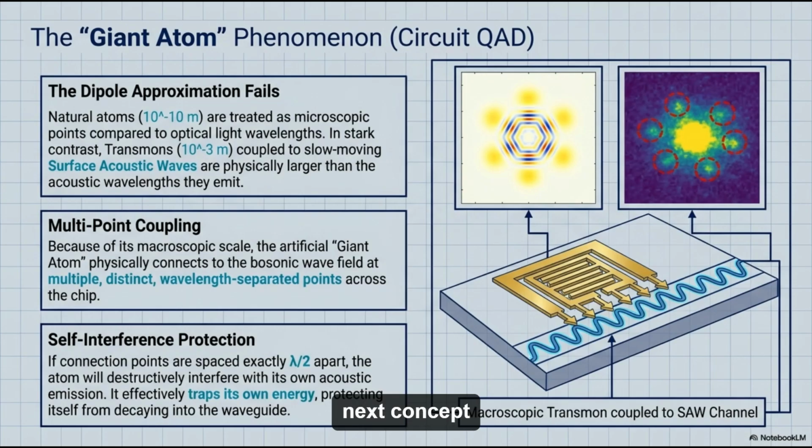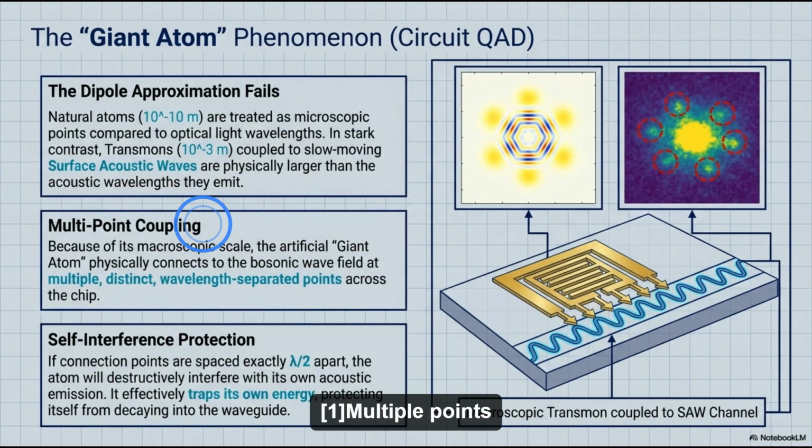Okay, this next concept has the weirdest name on the whole deck, giant atom. Yeah, and it's literal. Wait, literally giant. Compared to the wavelengths it interacts with, yes. A natural atom is basically a point, but a transmon coupled to surface acoustic waves is physically larger than the acoustic wavelengths it emits. That sounds like it shouldn't be possible. It breaks the dipole approximation completely.